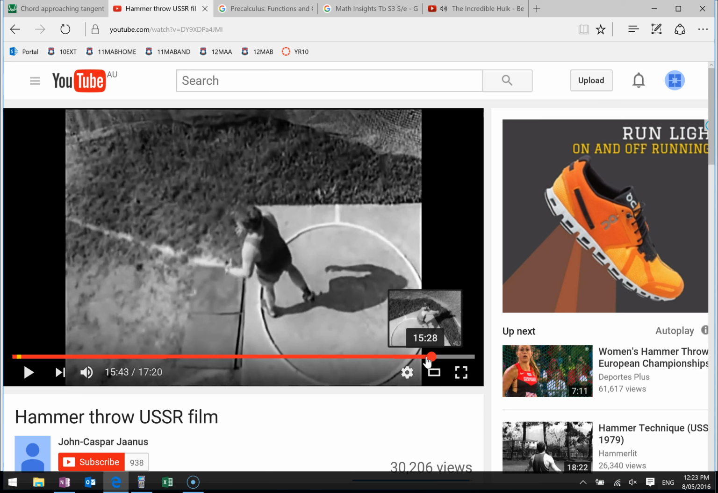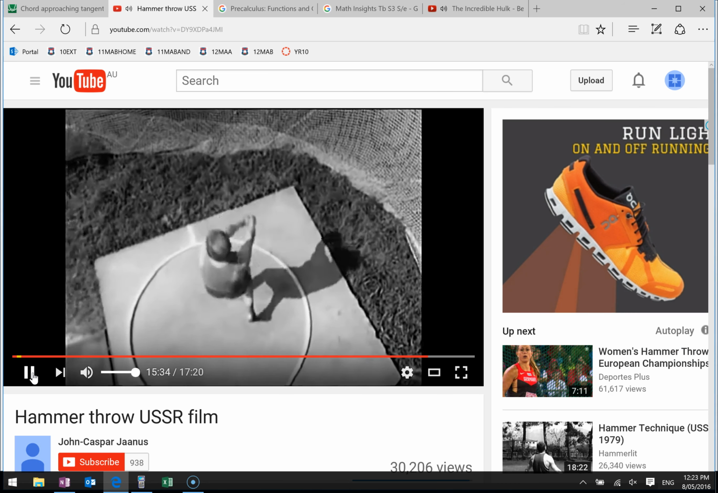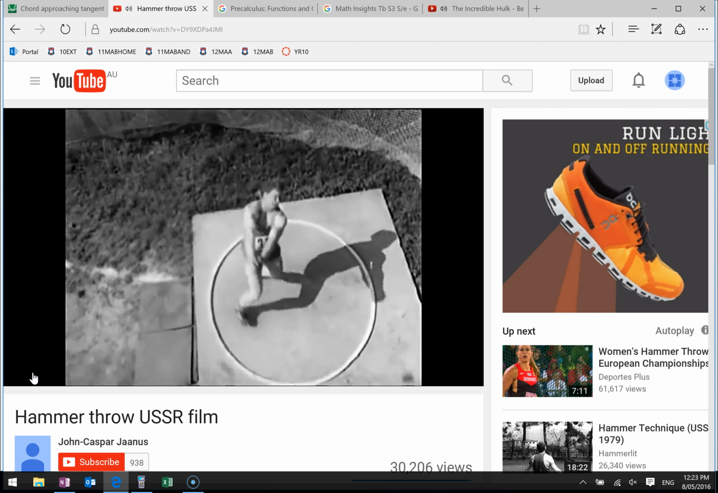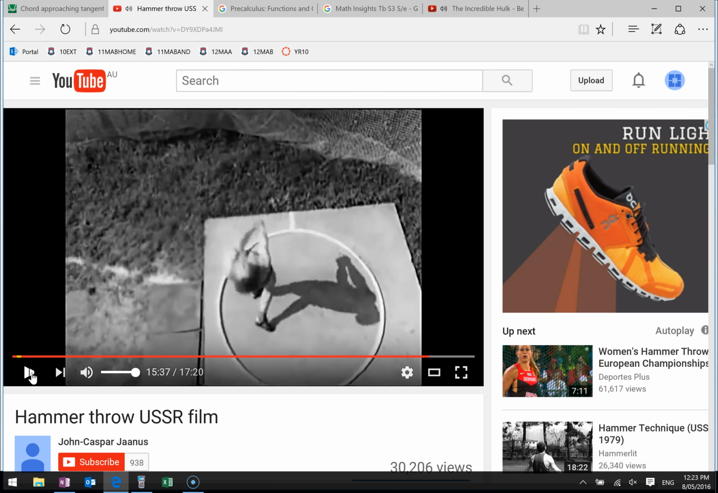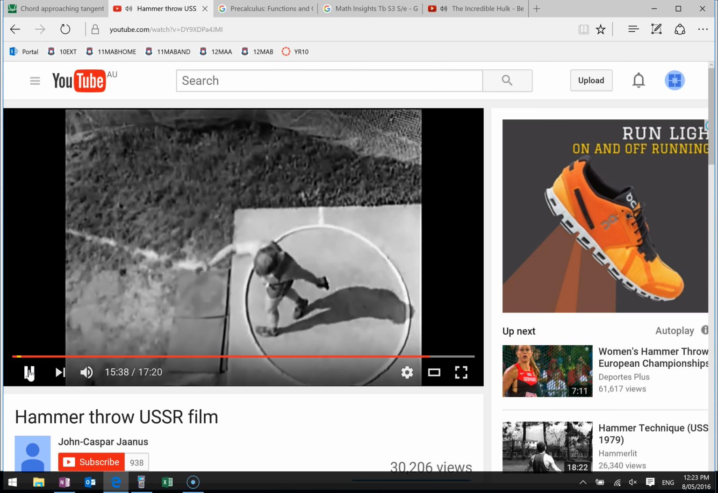So if we look at this guy in a little bit of slow-mo, about to release it, lets it go at this point, and the ball goes out in that direction tangentially to where he let it go.